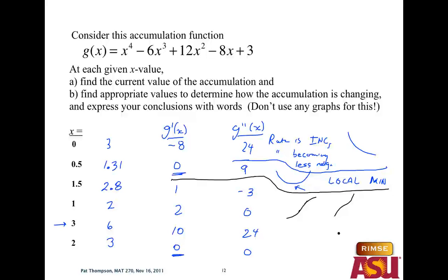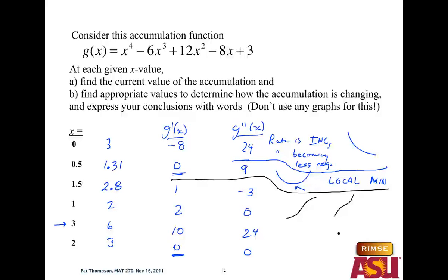Okay. Anybody have a question? So let's look at what's happening at x equals 2. The first derivative is 0. So the first derivative being 0 means that accumulation has paused. And the second derivative being 0 means that the function changes direction.